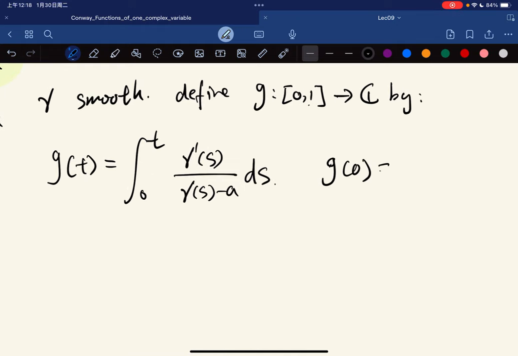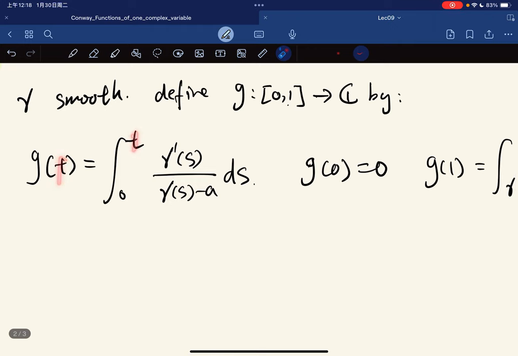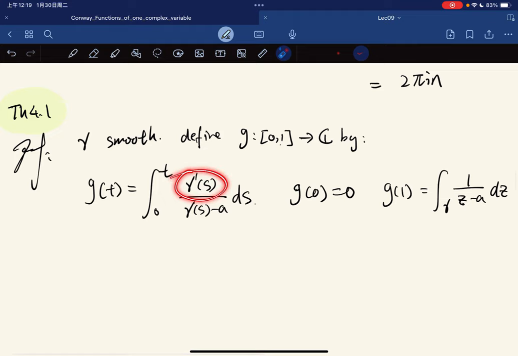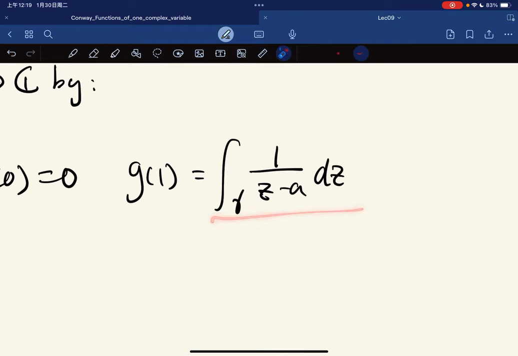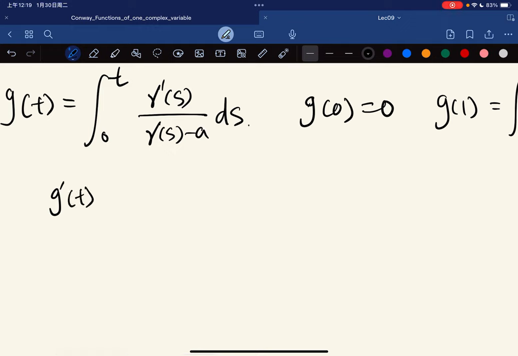And we can observe that g(0) is equal to 0, and g(1) is equal to the integral of gamma prime over gamma minus a. Well, this thing is really just by definition, because it's smooth, we can multiply the derivative. And we also have that g prime(t) is equal to gamma prime(t) over gamma(t) minus a, for t between 0 and 1. Okay, so this is by the fundamental theorem of calculus.